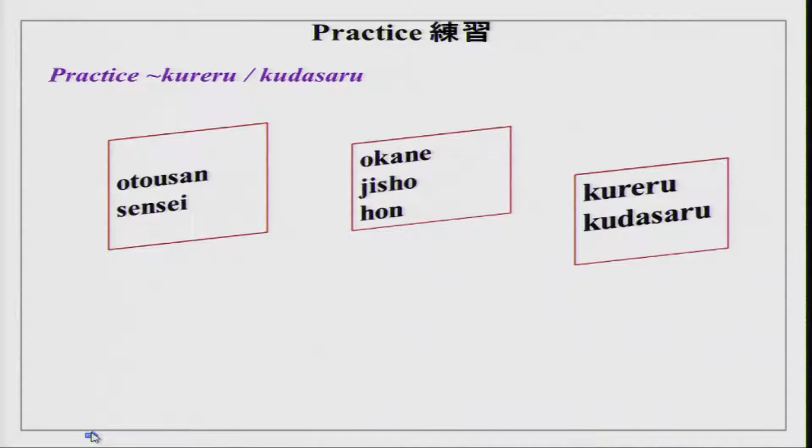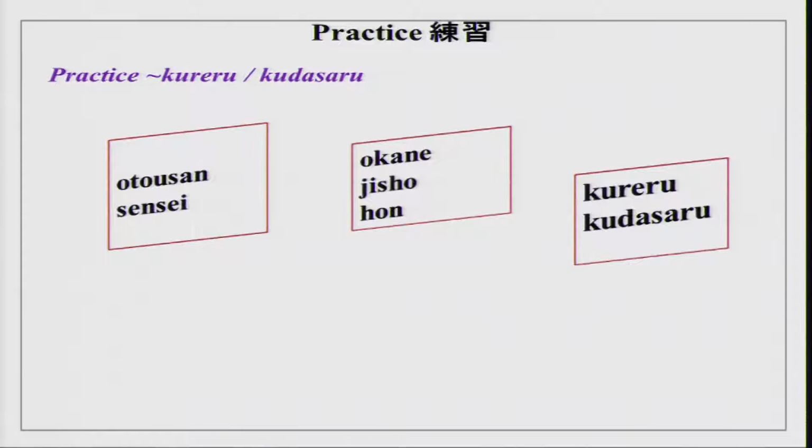So, well, you can practice now. We just did kureru and kudasaru. You can practice it now with these words here. Otou-san, sensei, okane, jisho, hon, and of course, you have kureru and kudasaru here. So, you can make different combinations.